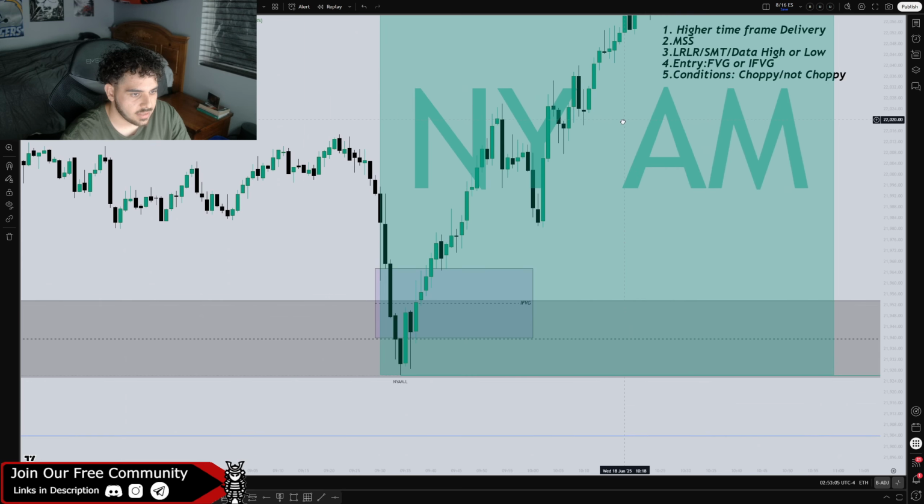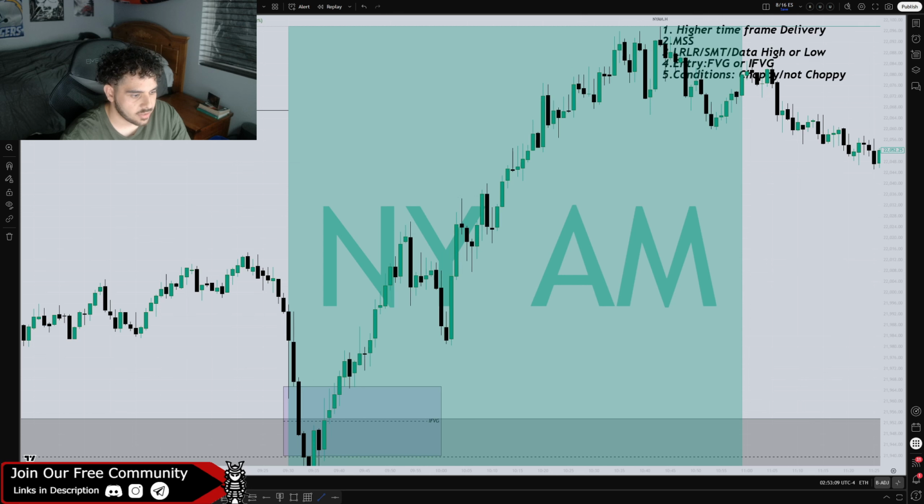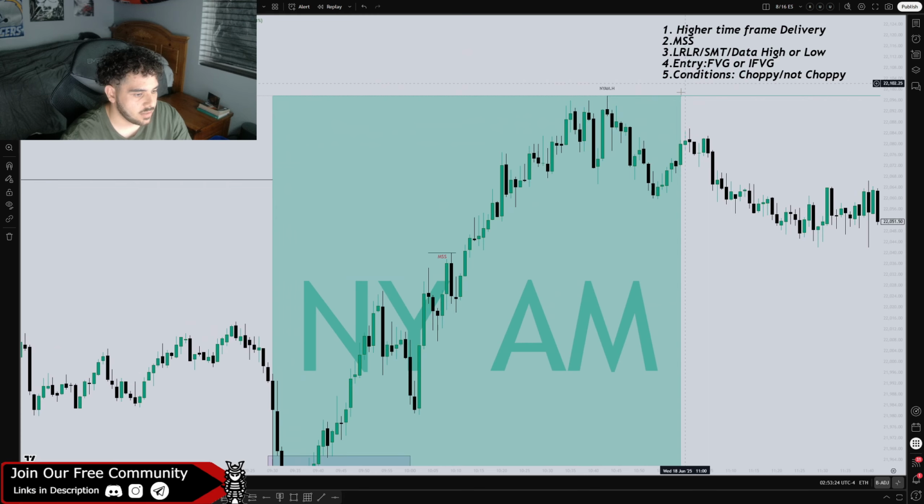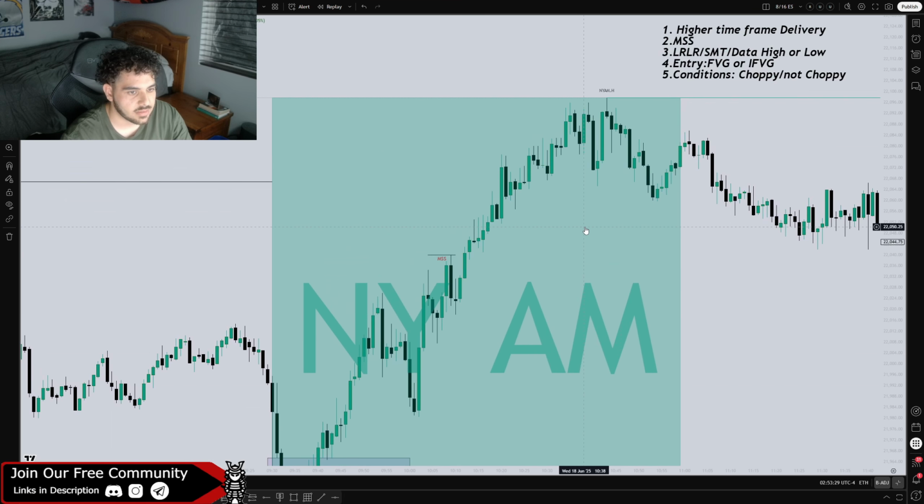Okay, so let's see another instance where we have just a market structure shift. Let's say we don't catch that initial trade, but we have this market structure shift through here. So that's enough to tell us, okay, that's our entry criteria. So far, we have 2 out of the 5 things. The next thing is going to be low resistance liquidity run, SMT, data high or low.